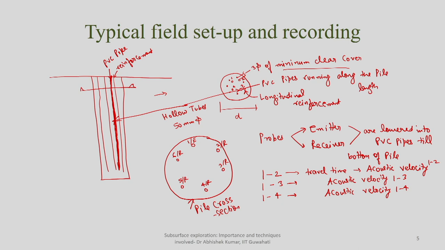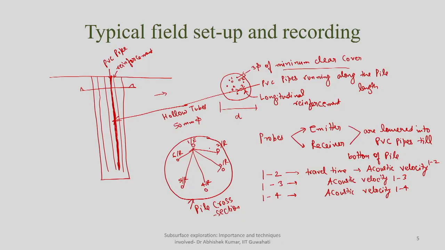So, if you are putting the emitter at 1 and the receiver at 2, you are actually detecting the acoustic velocity in this particular range, or the strength in this range. Then you go to 1 and 3, then you will be targeting this range, then 1 and 4, 1 and 5, 1 and 6. That's how you get an idea about the overall strength variation here.